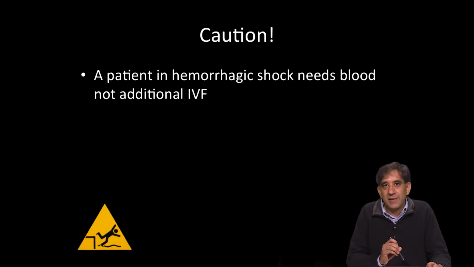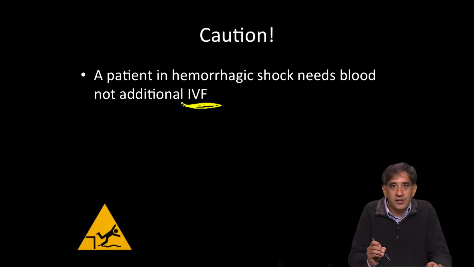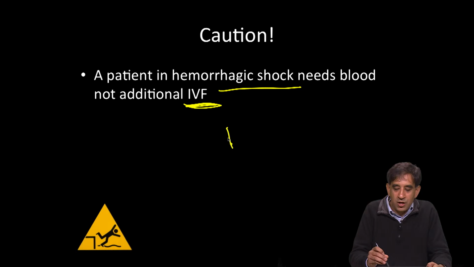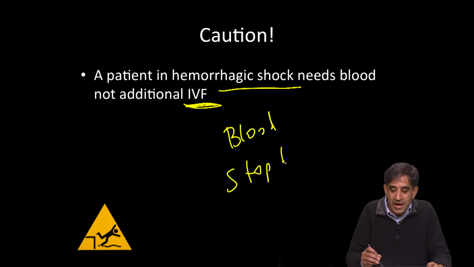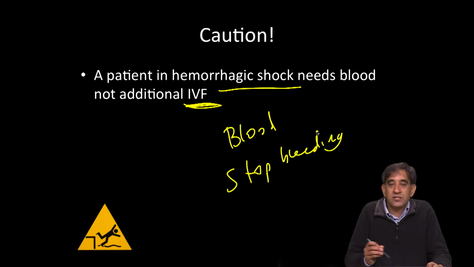A common mistake that's made in a patient with hemorrhagic shock is to continue to give IV fluids when in fact the patient is losing blood. Just keep in mind, IV fluids do not replace blood. They do not increase your oxygen carrying capacity. They do not provide red blood cells and hemoglobin. If a patient is in hemorrhagic shock, you want to replace blood, and then you want to stop that bleeding wherever it is, either externally or internally. Don't continue to give them IV electrolyte solutions.